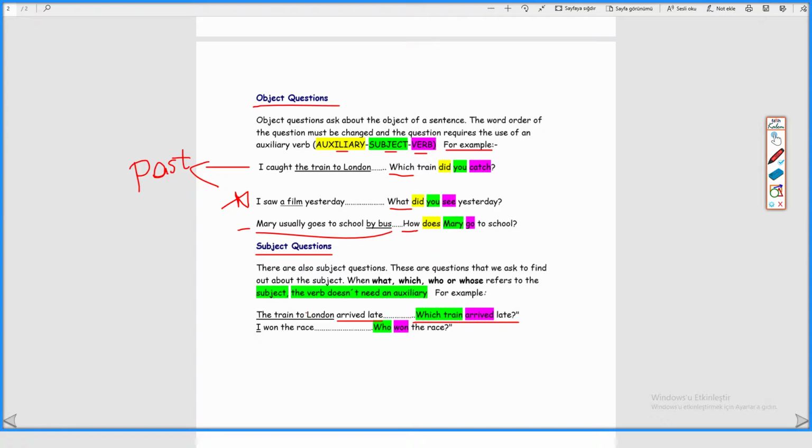As you see, I need a subject and the subject is here. The train to London is our subject and we question the subject. The train to London arrived late. Which train arrived late? The train to London arrived late. Who won the race? I asked who. Who is the winner? I won the race. It is I who won the race.